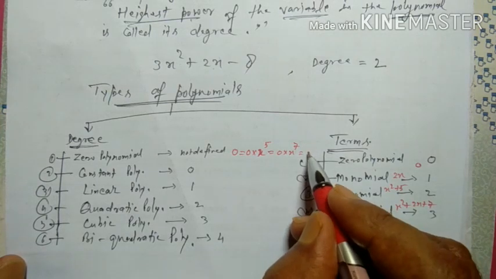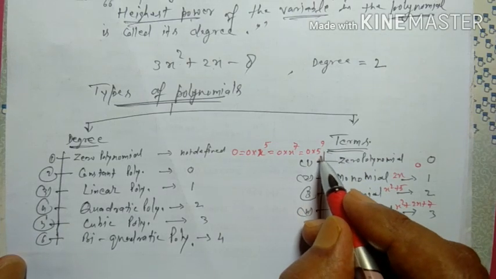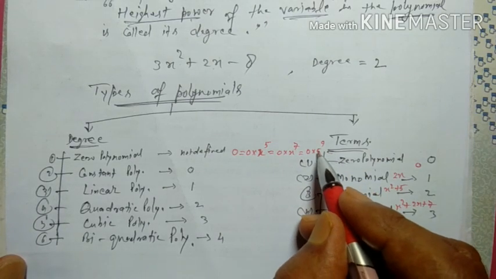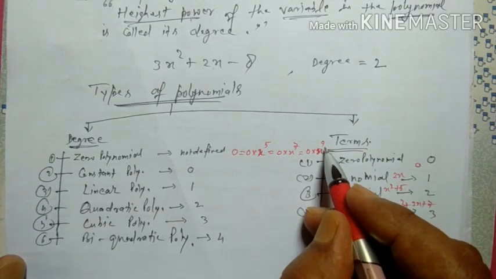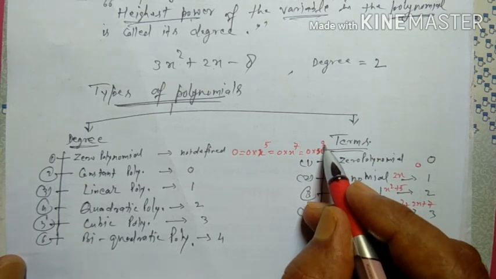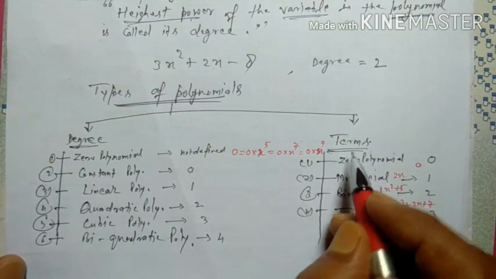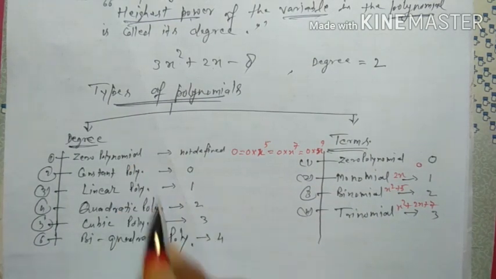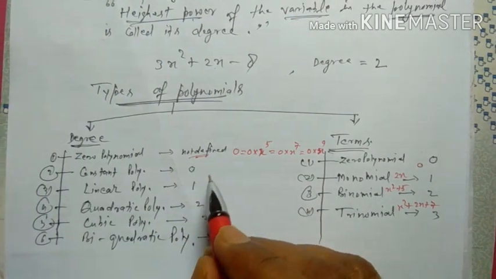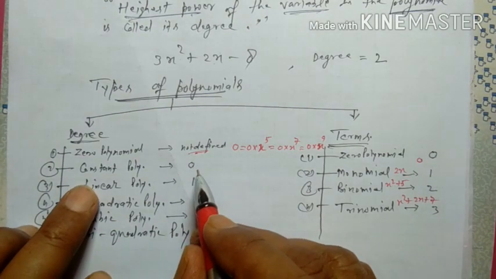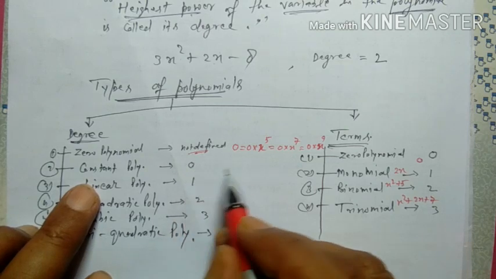Also you can write 0 into x power 9, and it becomes 0. Here the degree is 9, here 7, here 5, so the degree fluctuates. So the zero polynomial is denoted by 0 and its degree is not defined. And for a constant polynomial, the degree of a constant polynomial is 0.